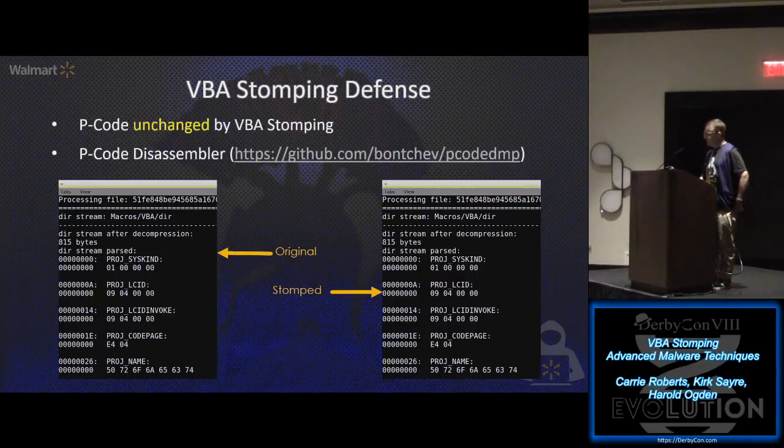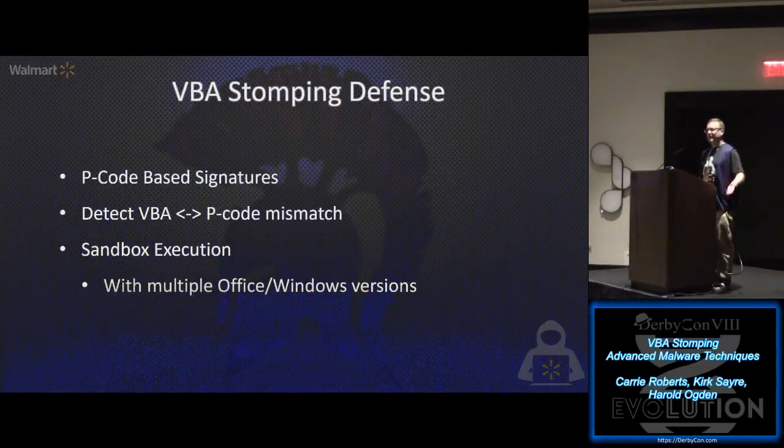That tells us where we need to go as defenders for how to deal with this if it is used against us offensively. Like Carrie and Harold pointed out, a lot of the signature-based detections out there are specifically targeting the VBA source code. If you also include signatures that are based on the P-code rather than on the VBA source code, you're going to be able to detect these and not get fooled whether or not there's VBA stomping going on at all.